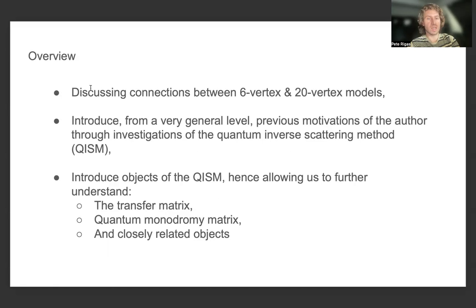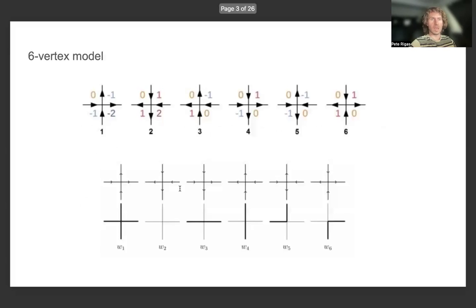And as we say in the second bullet point here, we'll be introducing from a very general level previous motivations of the author, me, through investigations of the quantum inverse scattering method. In doing so, we'll have to introduce objects of the QISM, hence allowing us to further understand the transfer matrix, the quantum monodromy matrix, along with closely related objects. And we'll first begin by discussing the 6 vertex model.